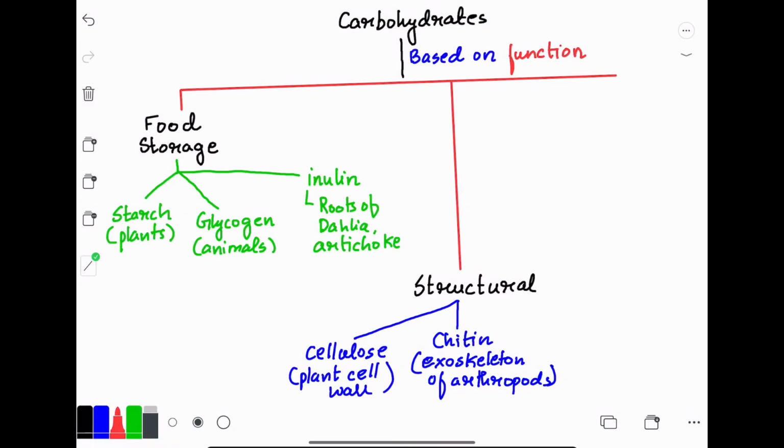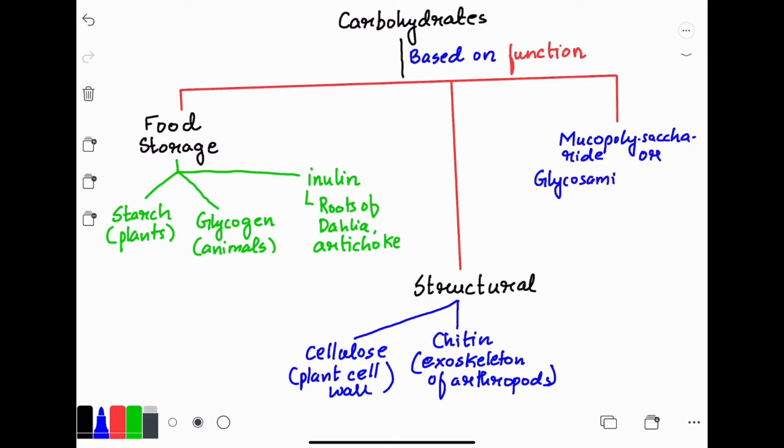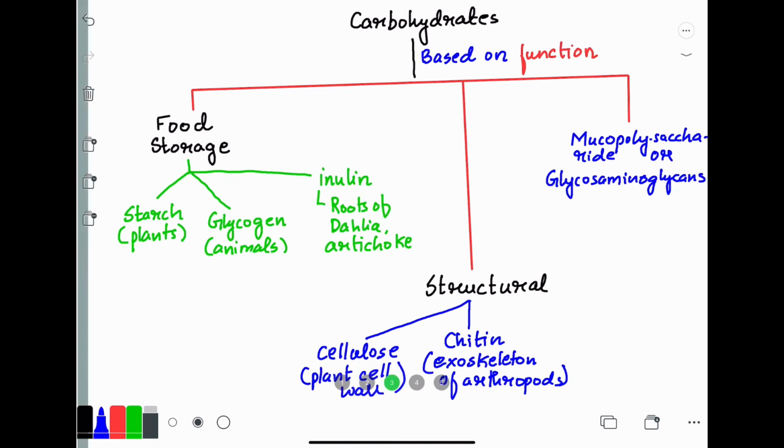The third type is known as mucopolysaccharides or glycosaminoglycans, GAGs. In the next few slides, I'm going to discuss some important topics.